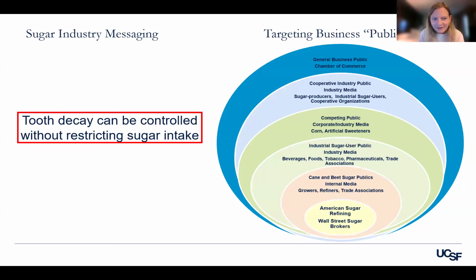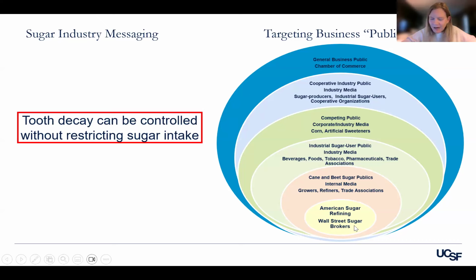So the primary sugar industry message when it comes to oral health is that tooth decay can be controlled without restricting sugar intake. They've been trying to convince everyone of this for more than 100 years. And if we look at this figure that I've put together, this is just the business world, the business ecology of the sugar industry. So before they can get the public on board with this message, they also have to get the business world on board with this message.